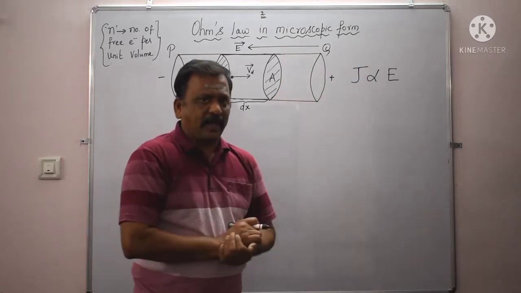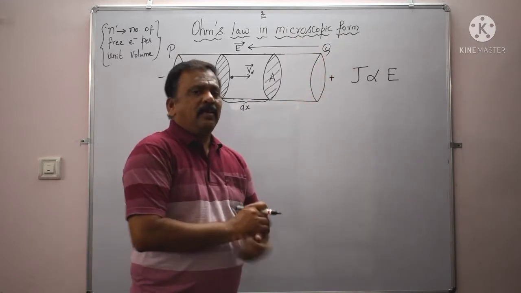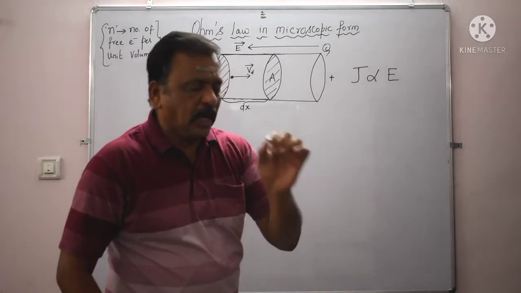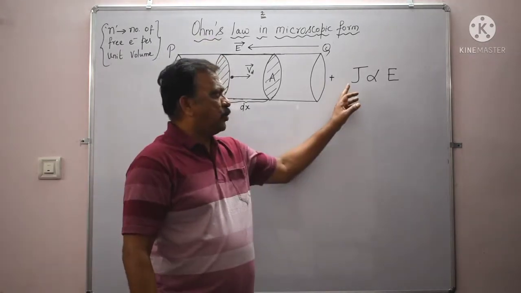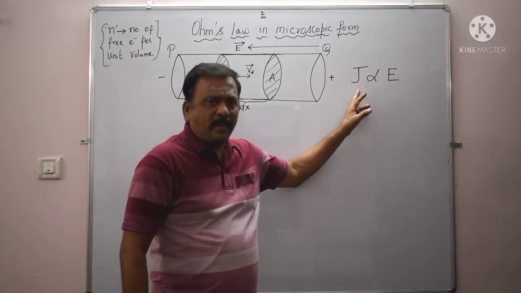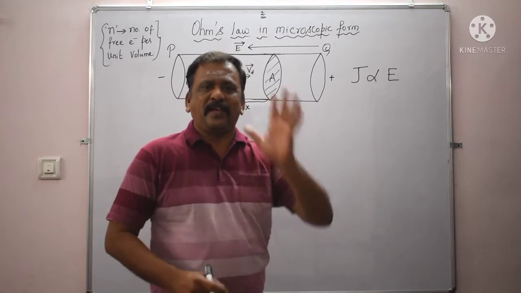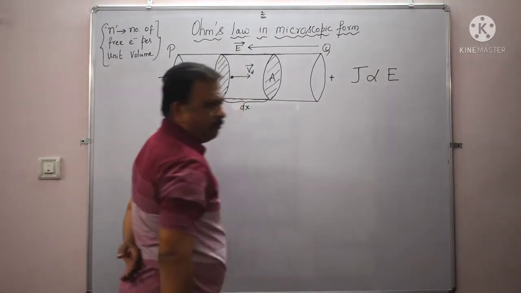I will repeat once again. Ohm's law in microscopic form states that current density, at a constant temperature, you have to start with the term constant temperature, it is a very important one. At a constant temperature, the current density J is directly proportional to the applied electric field. So J is proportional to E.